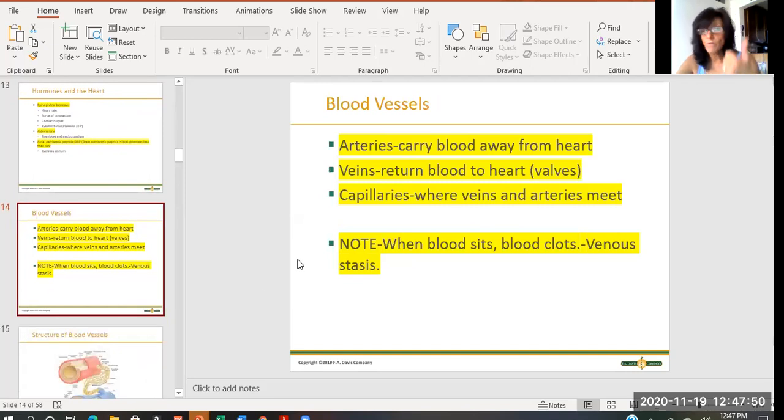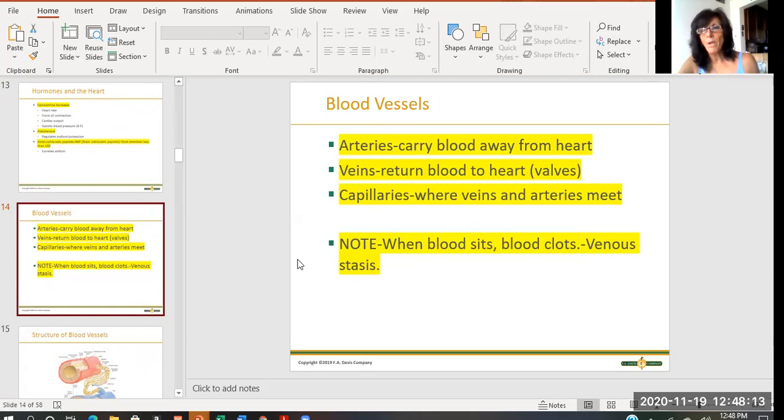Blood vessels, you have arteries, veins, and capillaries, okay? Arteries carry blood away from the heart, blood with oxygen. Veins carry blood back to the heart. Veins have valves, arteries don't. And then capillaries are teeny tiny microscopic blood vessels where the veins and the arteries actually meet, like in the tips of your fingers and your toes.